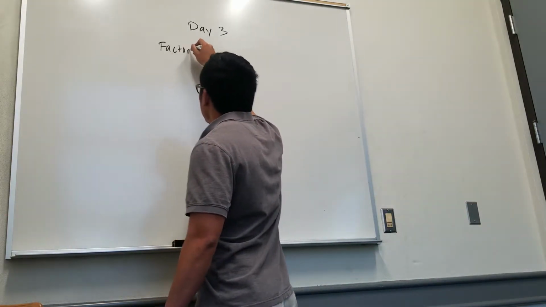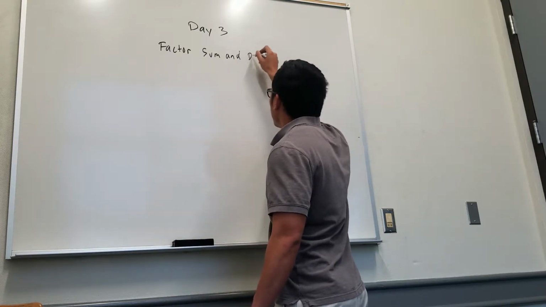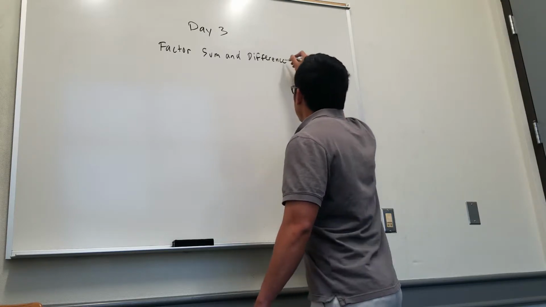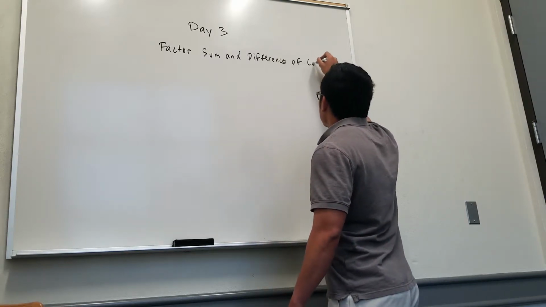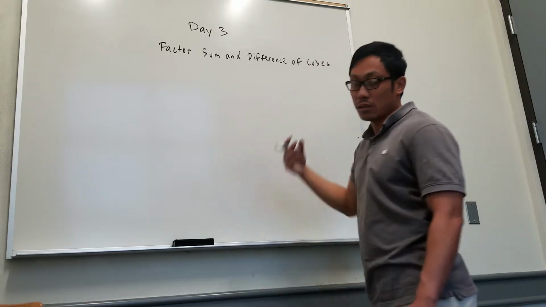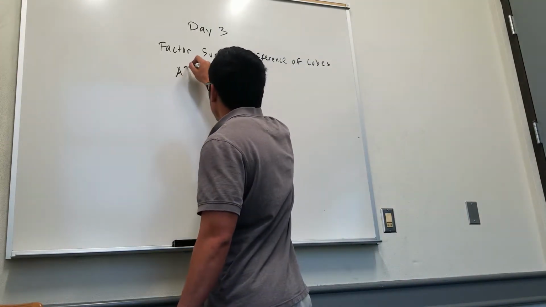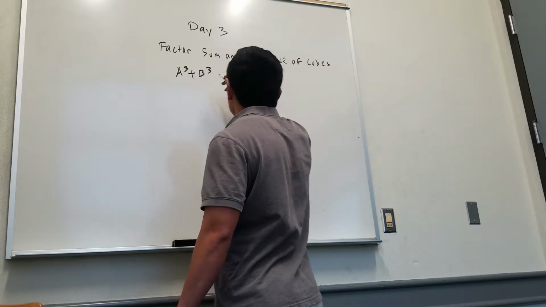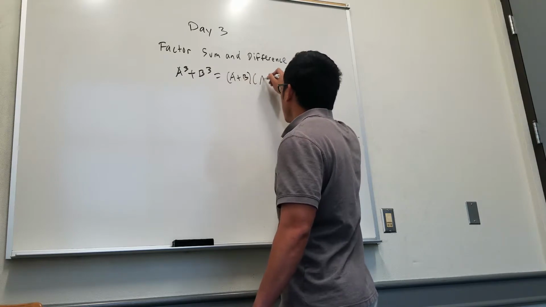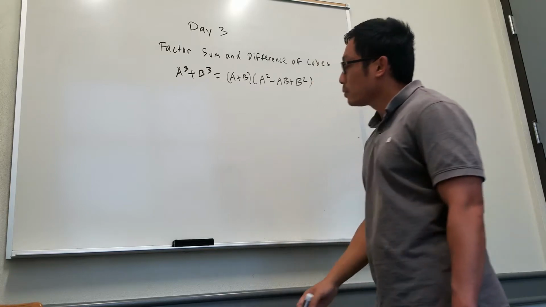Factor sum and difference of cubes. Okay, let's do it. So we have this formula, we're doing the factoring of a sum of cubes: a cubed plus b cubed is equal to a plus b times a squared minus ab plus b squared, okay?